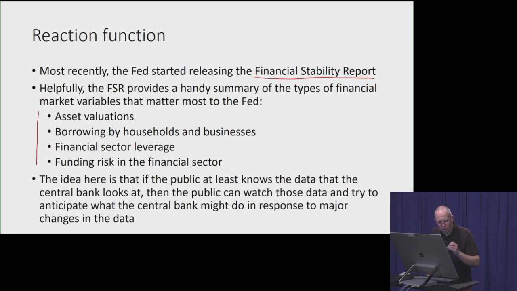So the four classifications of data they look at are asset valuations, meaning, for example, equity prices and, say, real estate prices. They look at borrowing by households and businesses, particularly, for example, with households, they might be looking at the student debt outstanding. They may be looking at mortgage debt outstanding. They also look at financial sector leverage. They look at, for example, debt to equity ratios, how leveraged are companies in the financial sector. And then they look at what's called funding risk.